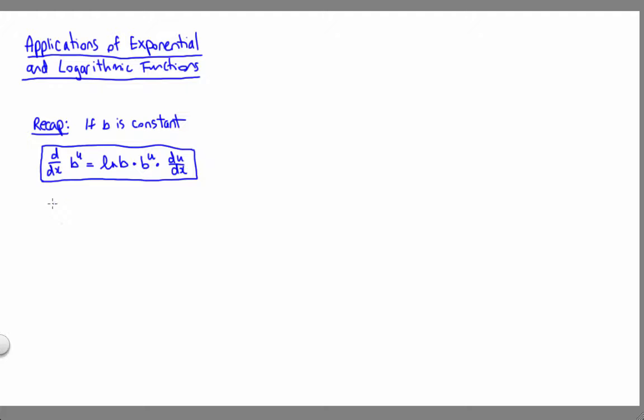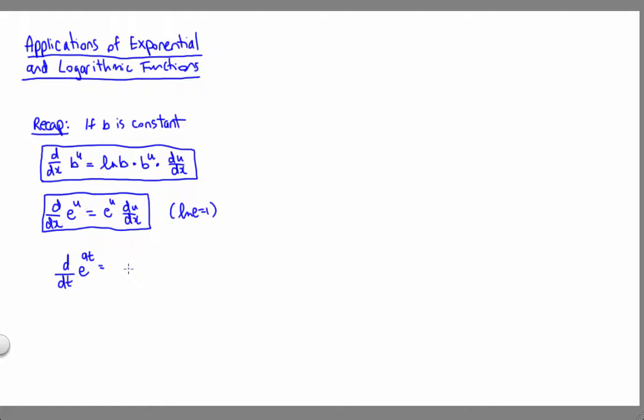If our base happens to be e, then we get an even simpler formula. The derivative with respect to x of e to the u is equal to e to the u times du by dx. This formula is simpler because ln of e is equal to 1. Let's say we wanted to take the derivative with respect to time of e to the 9t. Then our derivative is going to look like e to the 9t times the derivative of the exponent with respect to t, which is going to be 9. And typically we'll write the coefficient at the beginning rather than writing it at the end of the expression.